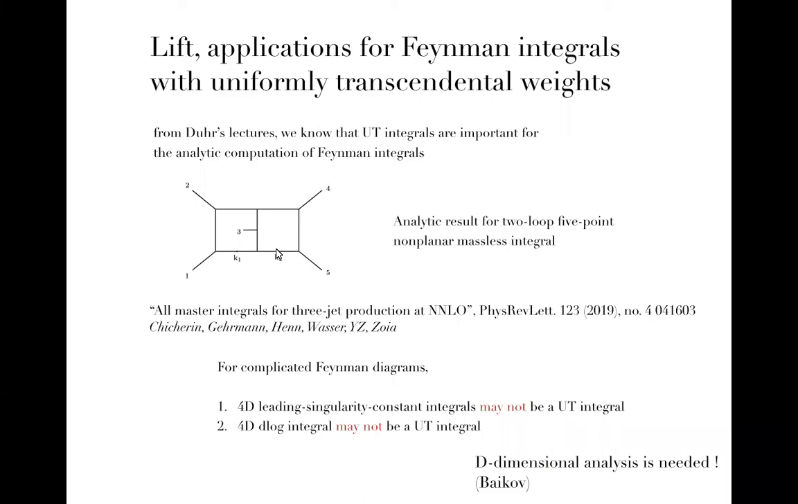So here the situation is you have to extend it a little bit. You have to go directly, before you do the integration. For this kind of residue computation or dlog, you have to go to the Baikov representation. Introduce this 4 minus epsilon in the beginning, not in the end, and then do the analysis. But again, it's complicated.